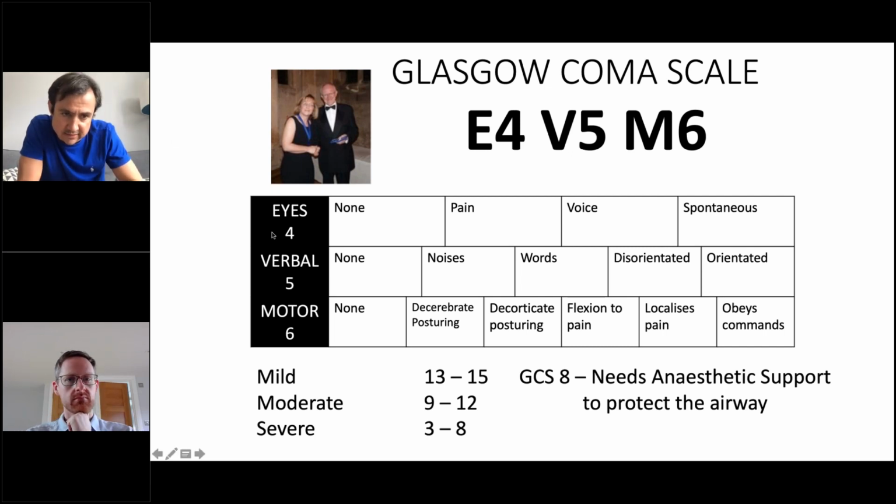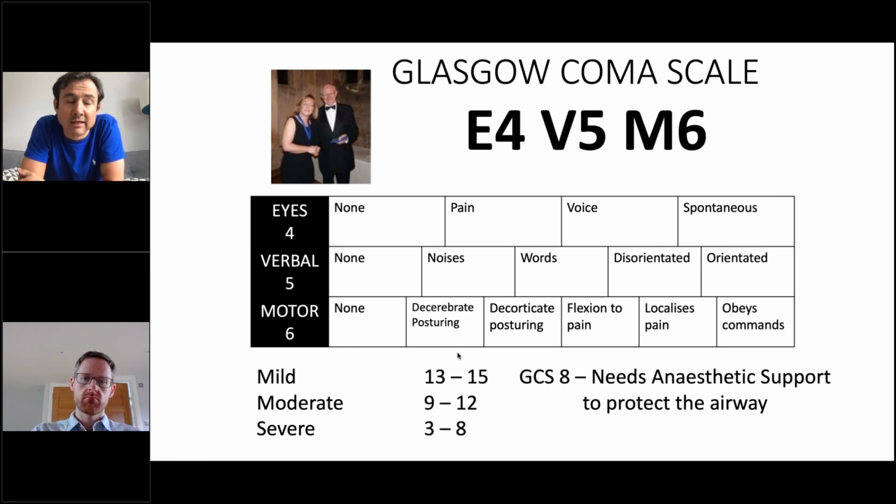We all know this system. It's E4, V5, M6. Eyes is very easy: spontaneous, voice, pain, none. Verbal, again, very easy: orientated, disorientated, words, noises, none. And then the motor, and it's always the motor that gets people. And as a neurosurgery registrar, it's kind of the bane of your life when you start picking apart what people are telling you in their GCS.